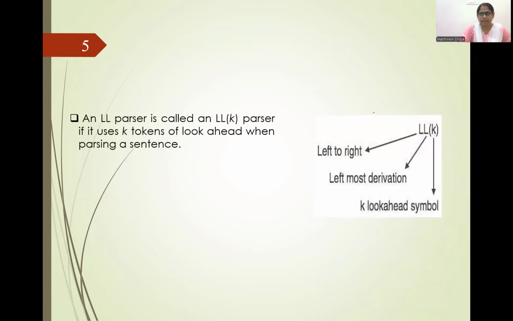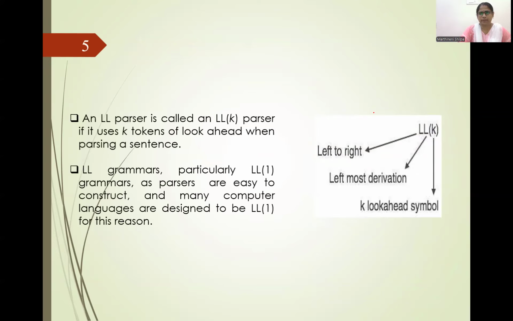Next, LL(k). Let us discuss a few points about this LL(k). The first L means left to right. The input will be read from left to right, character by character. And the second L means leftmost derivation. That means in the derivation process, it is done in a leftmost manner, so the leftmost non-terminal will be replaced by its equivalent production in the sentential forms.